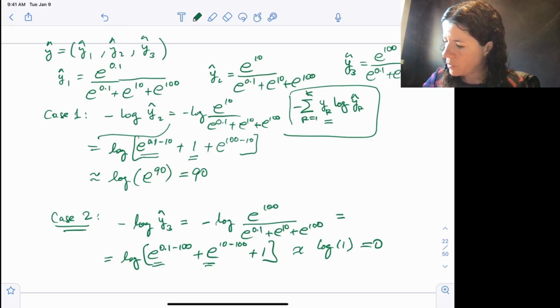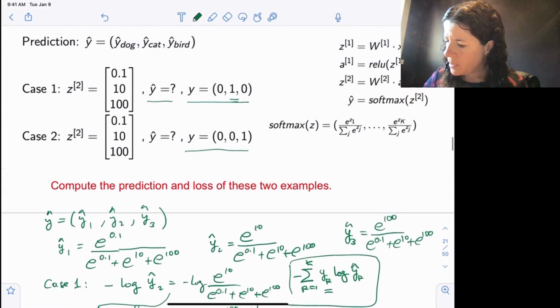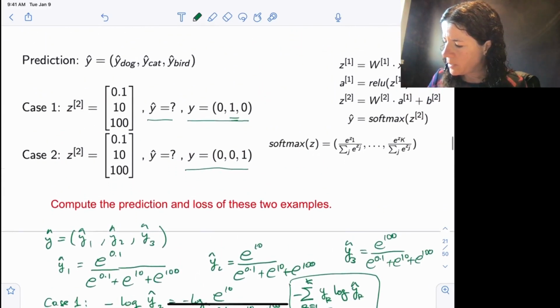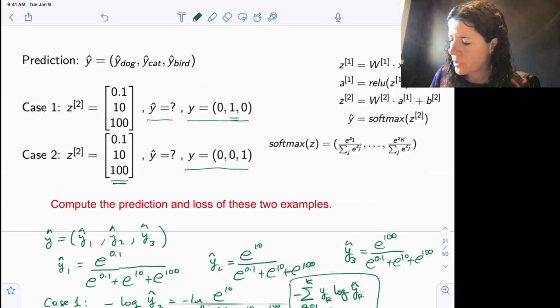Basically, in a way, it's clear that since we have 100 here, and all the other numbers are kind of far away from 100, the exponential is going to give all the probability to this 100 here, and it's going to give a loss of 0.